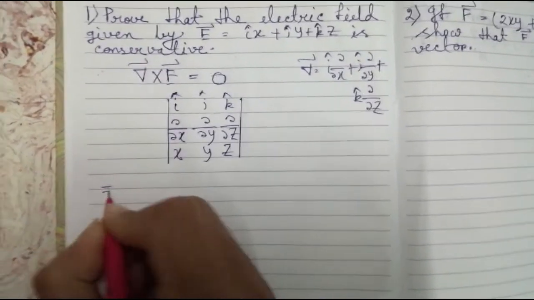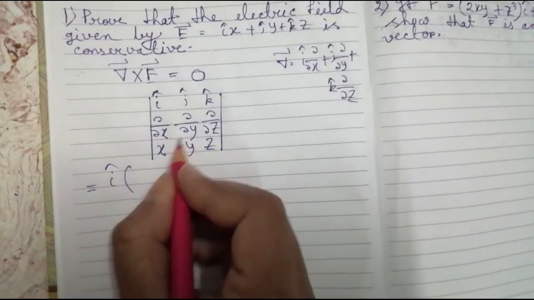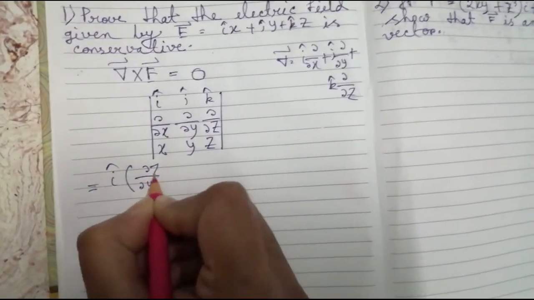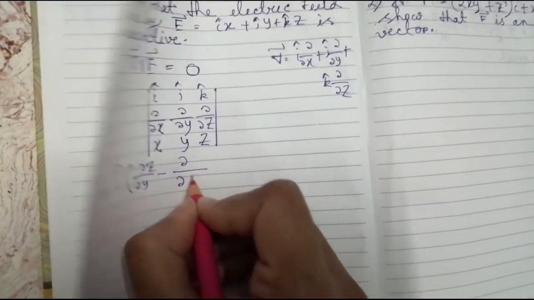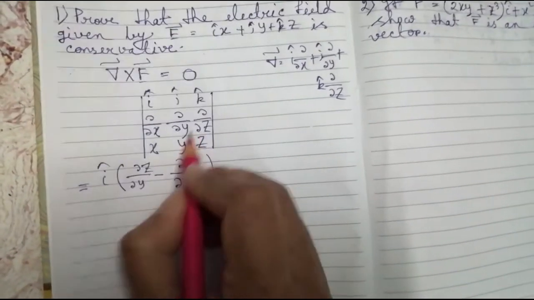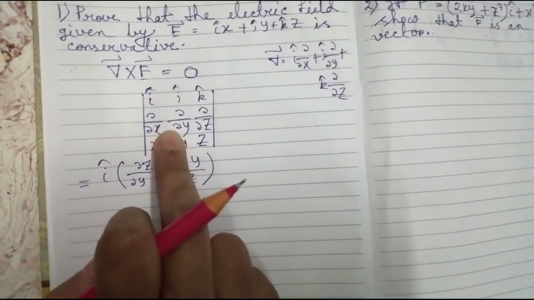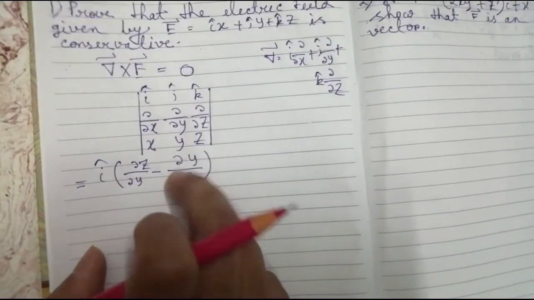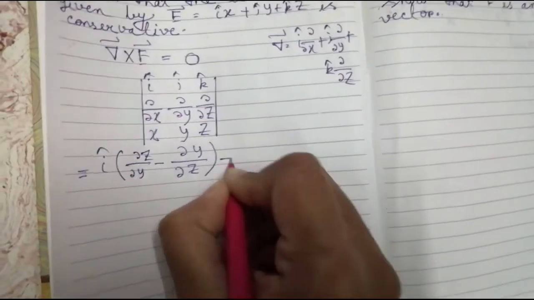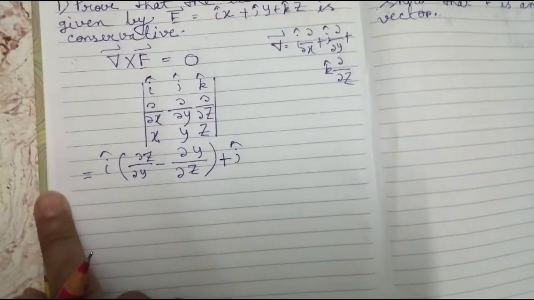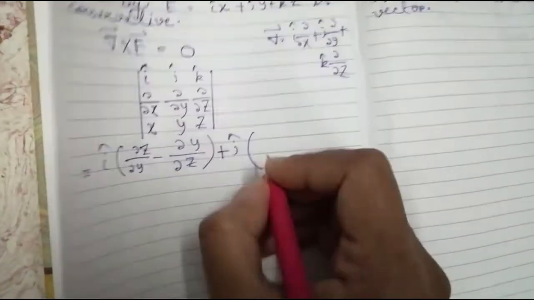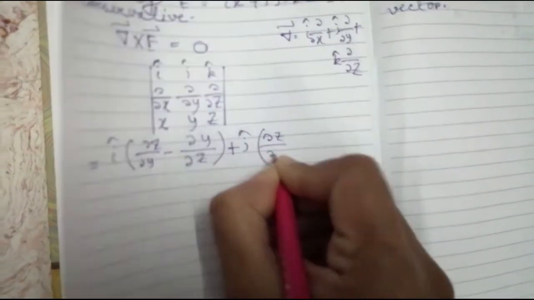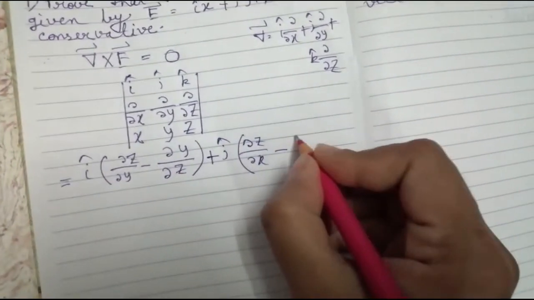Now you do it. What you have to do? i cap, del del y of z minus del del z of y, is the cross product. See, del del y z and del del z y, plus j cap. For j cap, you have to do this cross product: del del z x minus del del x z.